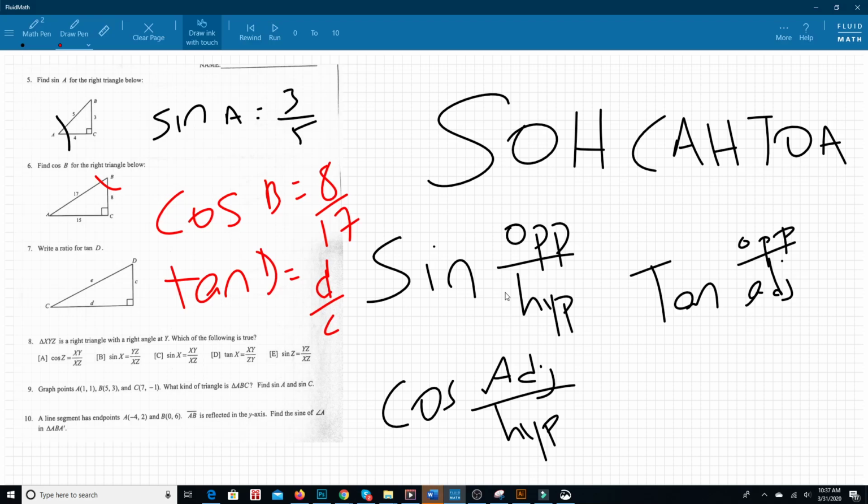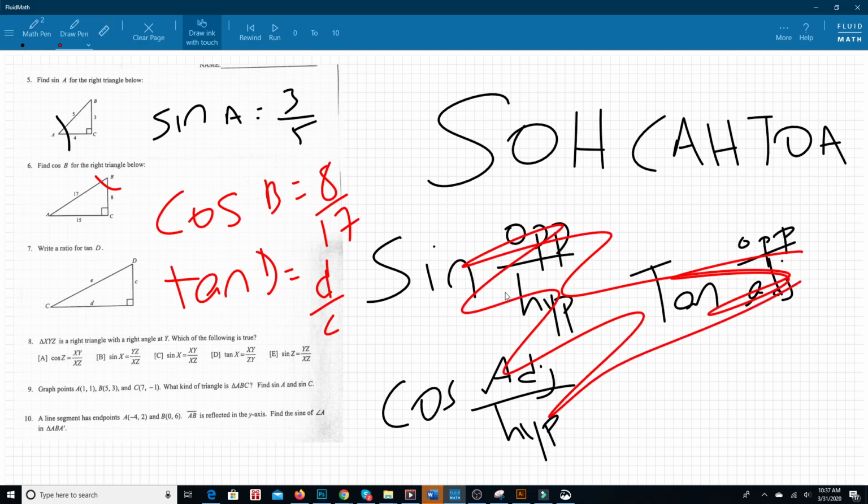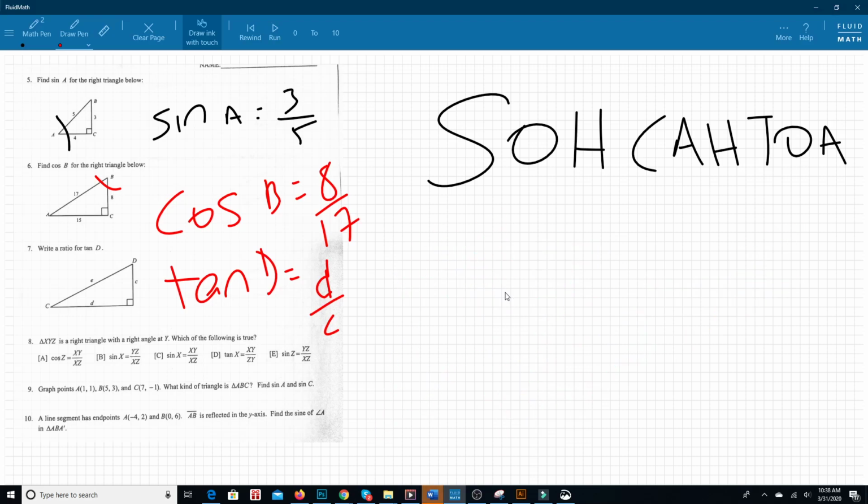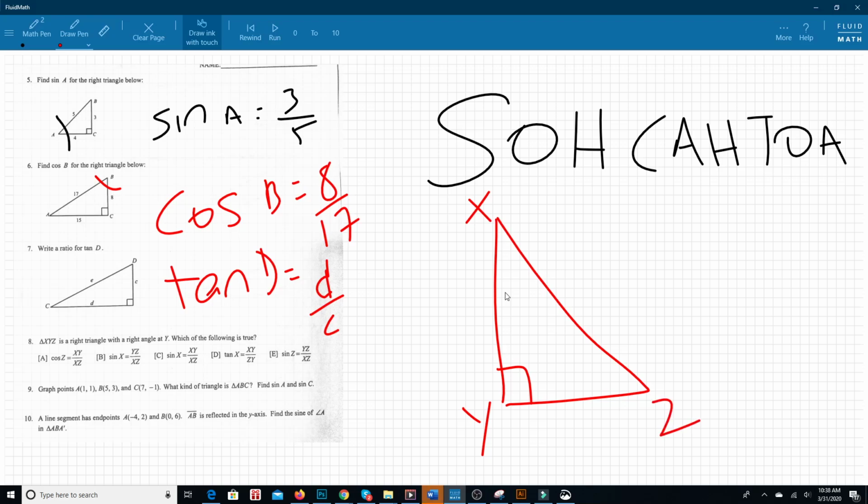And then we're left with number 8. It says the triangle XYZ is a right triangle with a right angle at Y. Which of the following is true? You guys tell me this one, right? So I'll draw the triangle for you guys. We pretty much know what sine, cosine, and tangent are right now, right? So XYZ is a right triangle where Y is the right angle. Let me give you about 3 minutes on this one, all right?